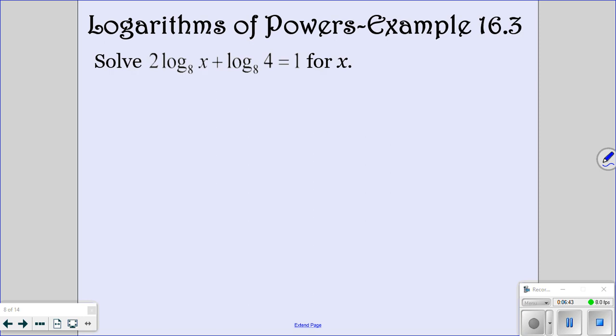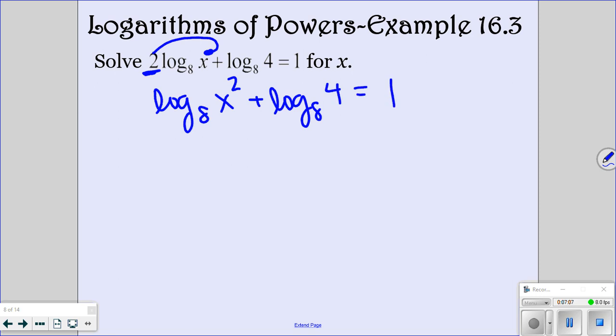So let's look here. We always want to try and use the power rule first. So we check to see, and we do have a number in front of our log on this first one. So we're going to move that 2 over to the exponent here. So log base 8 of x to the 2, and then plus log base 8 of 4 equals 1.